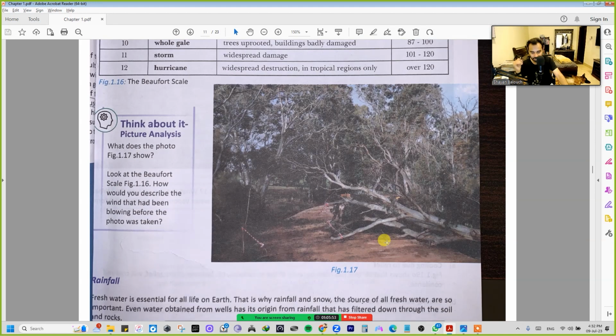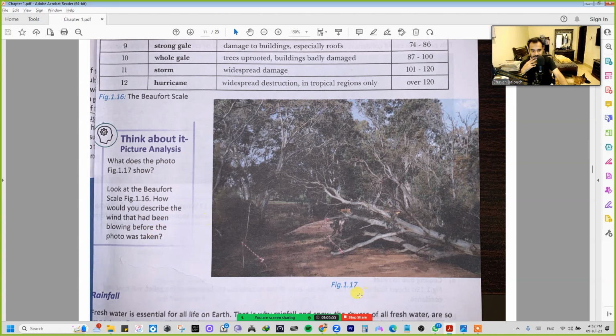Then we have a picture given here as well. It's saying over here, this is an exercise, okay? Please do this exercise and drop your answers down in the comment section, please. Now it's saying, think about it, picture analysis. What does the photo in figure 1.7 show? Now look, this is a photo, so tell me what this photo is telling you. What is this picture showing you? This seems like a tropical forest, rainforest or something like that.